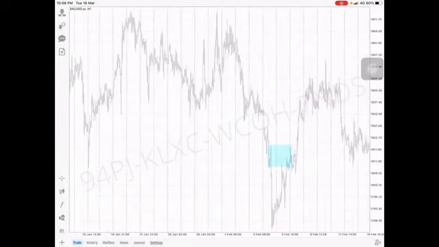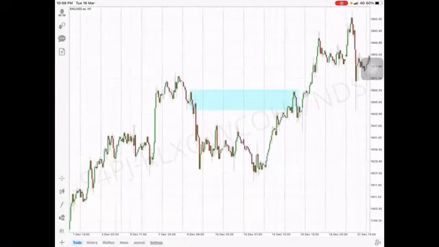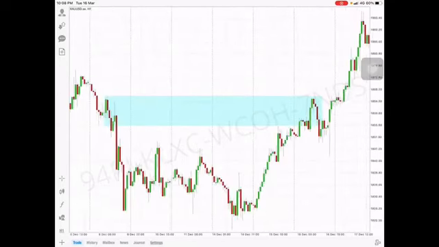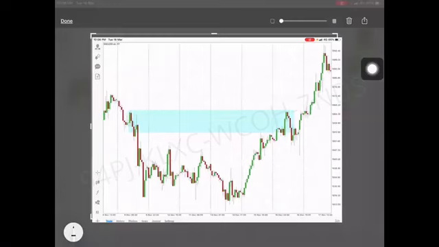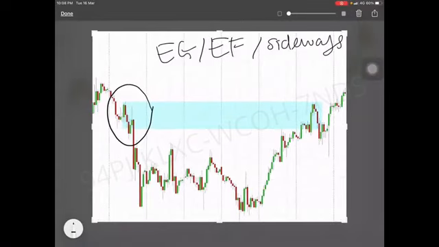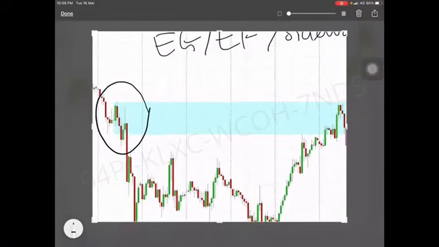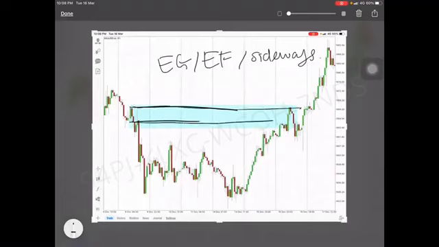So now, at this area, do you see any EG or EF or sideways? Yes. Okay, so you can see that on that area, there is an engulfing sell, which is why price rejected that area for sell. So when the price comes here, what are we looking for? Are we looking for sell or are we looking for buy? Sell. So we're gonna go for sell. So you entry sell here.